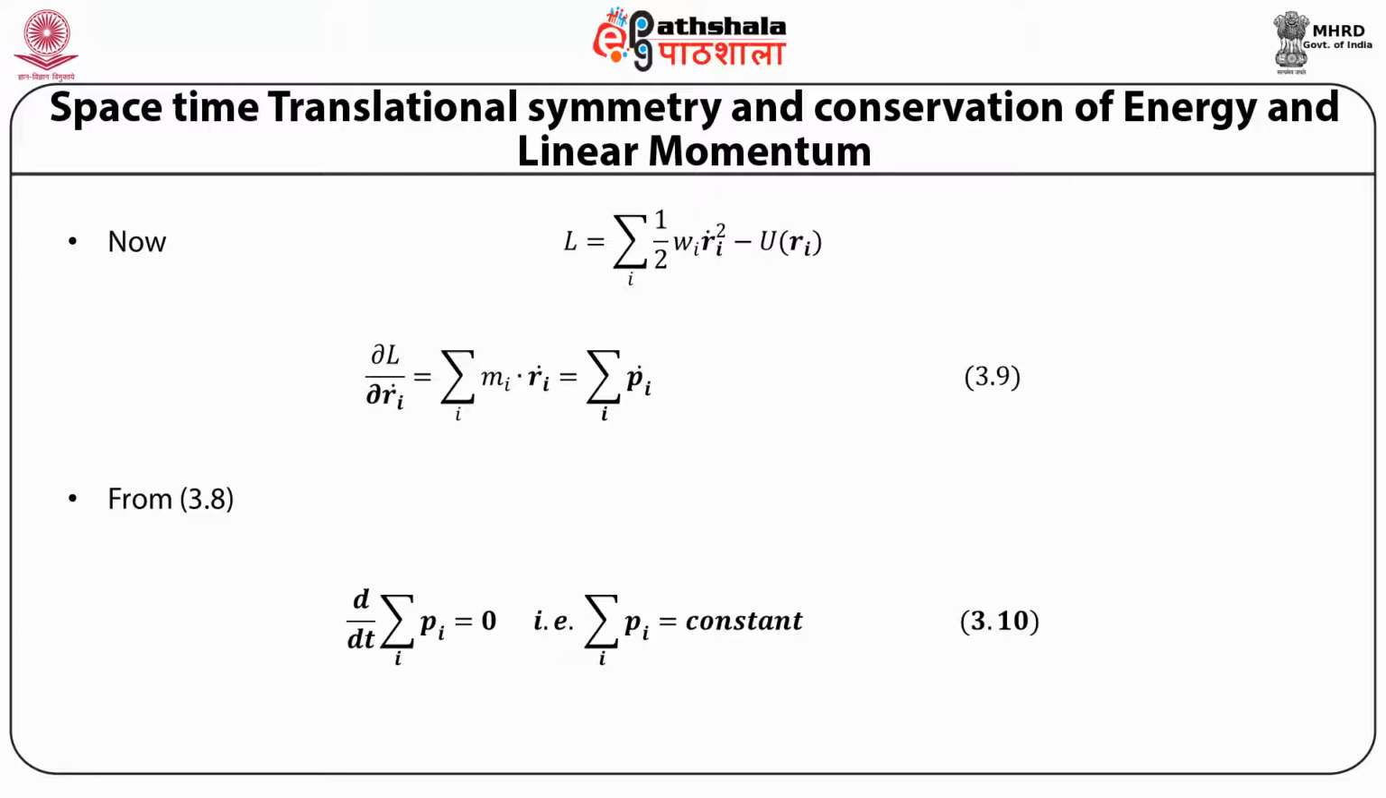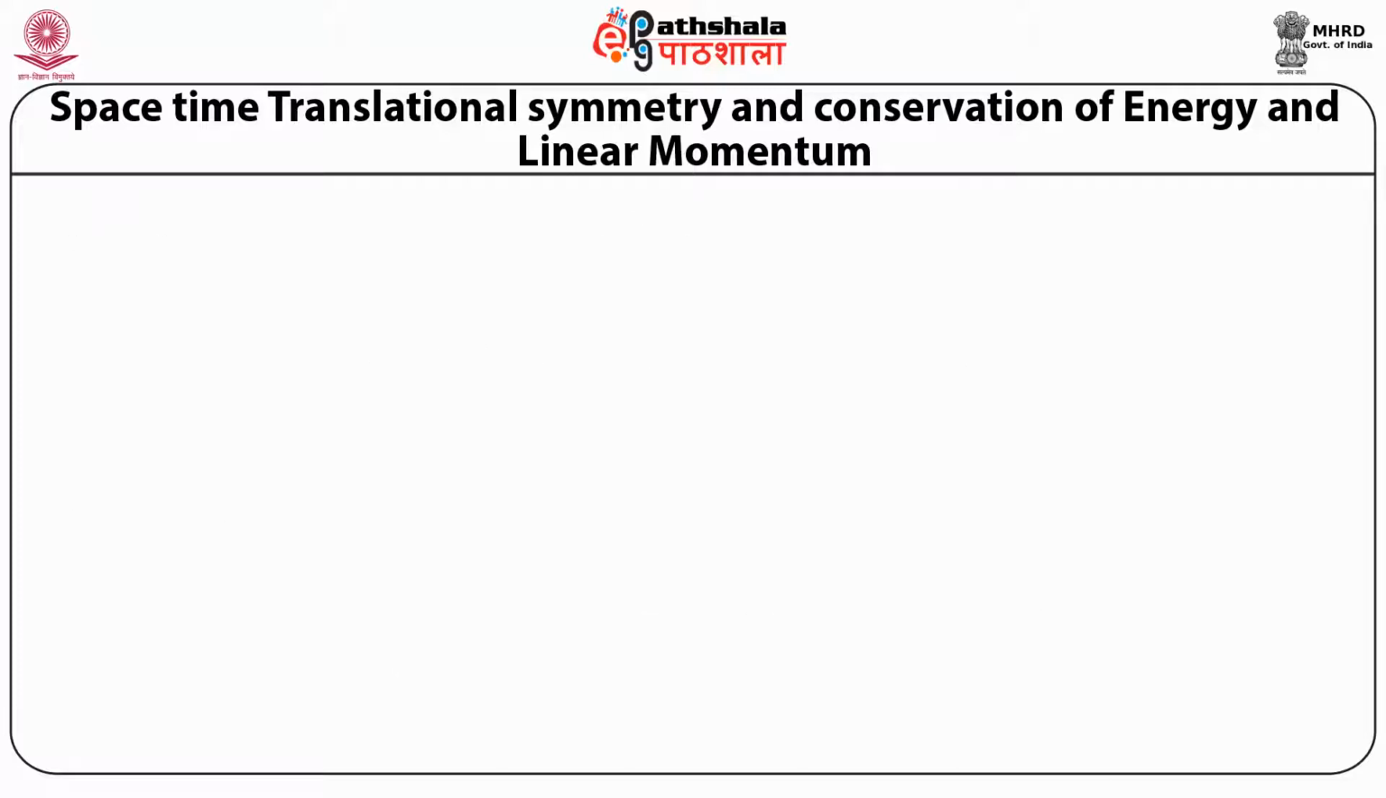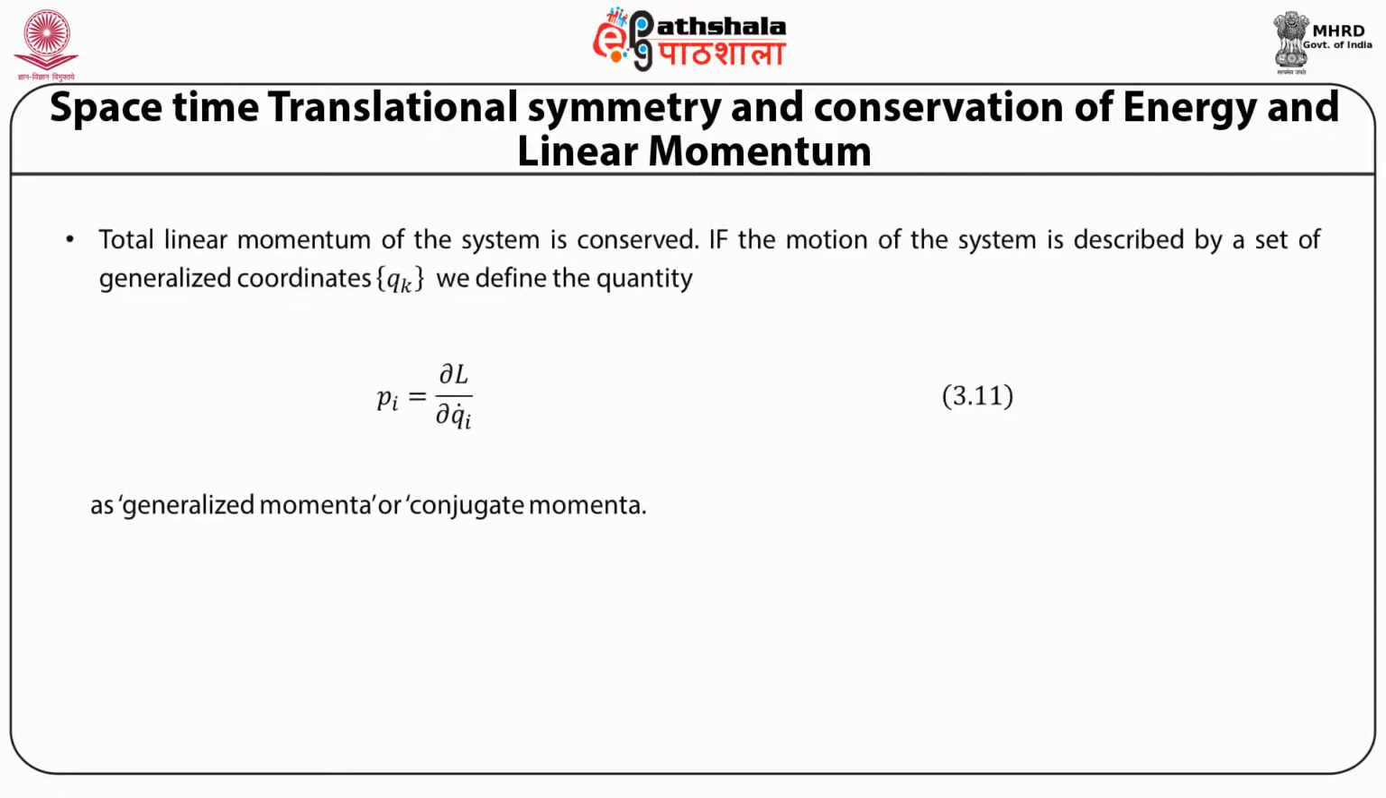And from the condition of invariance of the Lagrangian, namely d/dt of the sum over i of ∂L/∂Ri dot is equal to 0, we obtain then d/dt of sigma Pi is equal to 0. Sigma Pi is the sum of the momenta. That means the sum of the momenta remains constant. So we have the important result that the total linear momentum of the system is conserved.